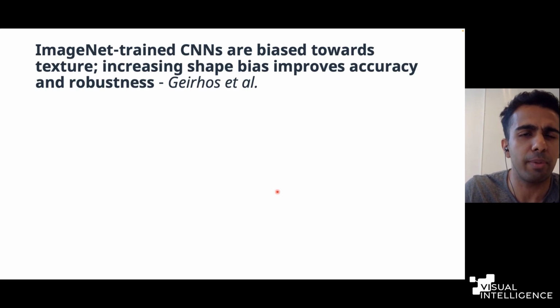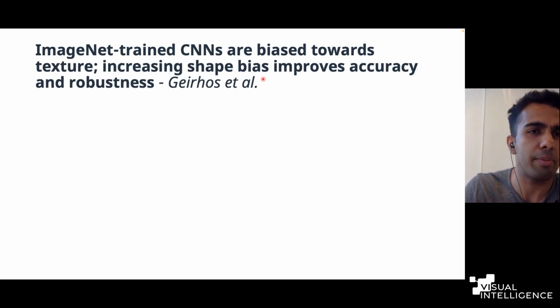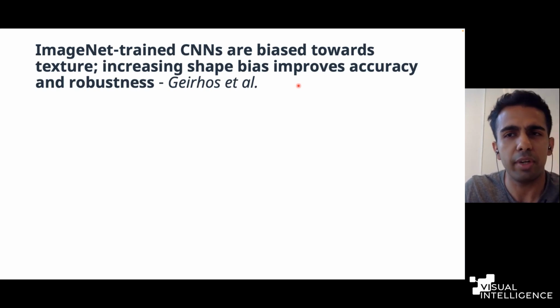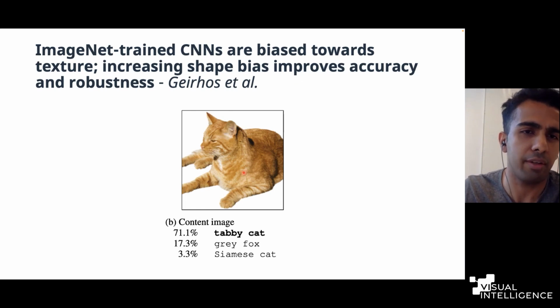There was this paper from, I think, 2017 or 2018, a really popular one, which was "ImageNet-trained CNNs are biased towards texture, and increasing shape bias improves accuracy." And what they showed was that, as the title says, CNNs are biased towards texture. And they showed it in a very interesting way. If you take an image of a cat and you try to classify it, the neural network will say it's a cat, as you would expect, with a high probability.